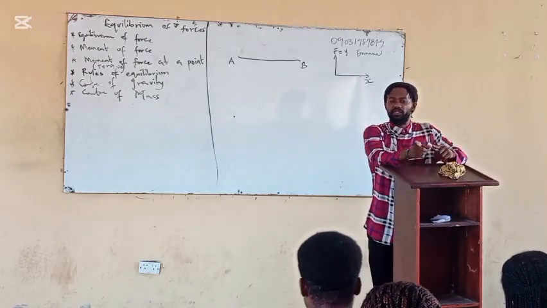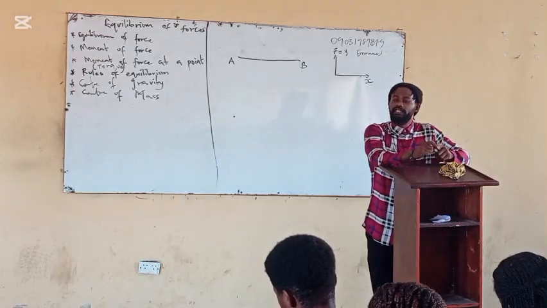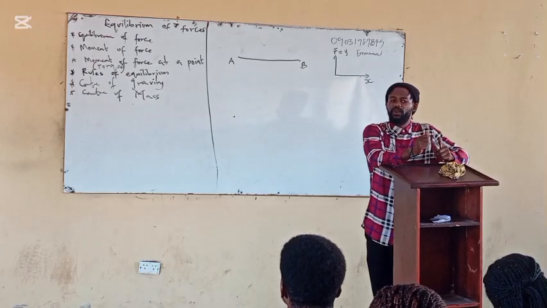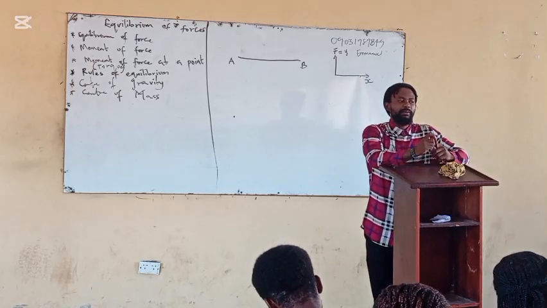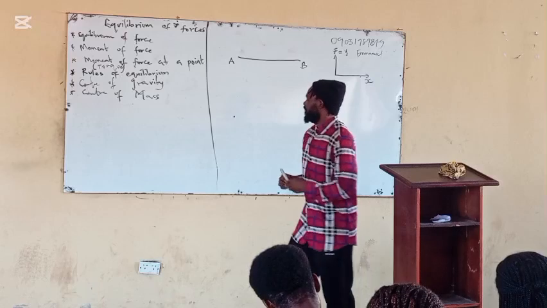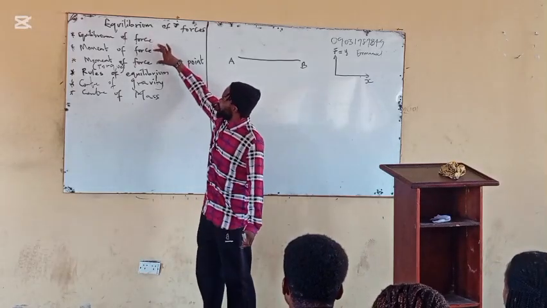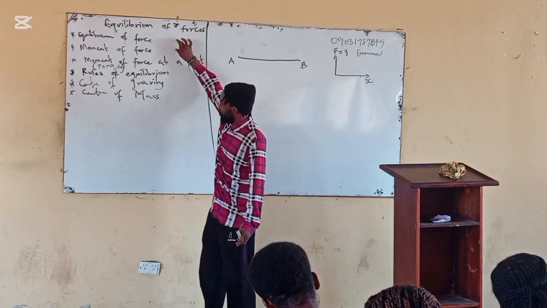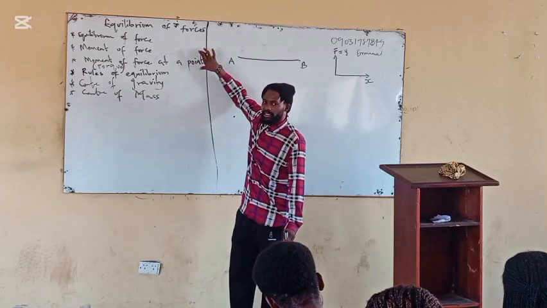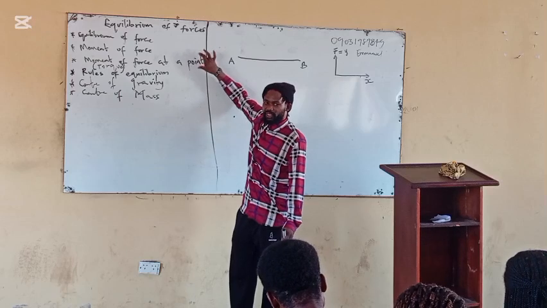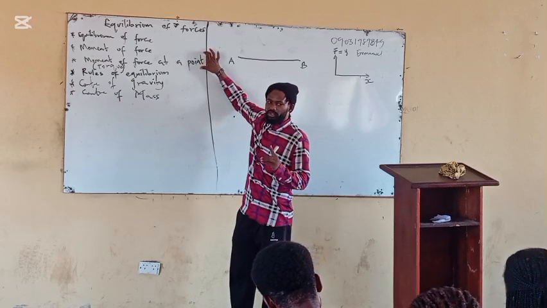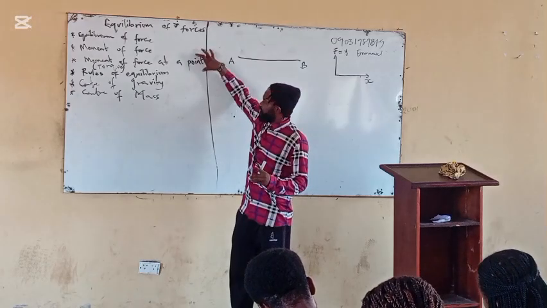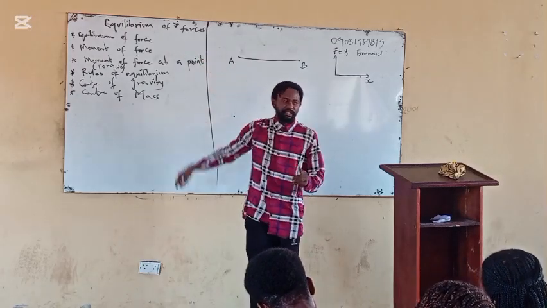One: moment of force at a point is the force times perpendicular distance. Or you say force applied at 90 degrees. Am I too fast? Okay, I'm trying to put the two together so that as you are writing, you are comparing them. This one is the turning effect produced by force. Moment of force at a point is the product of force and perpendicular distance. Or you can say that it is the force applied at 90 degrees.